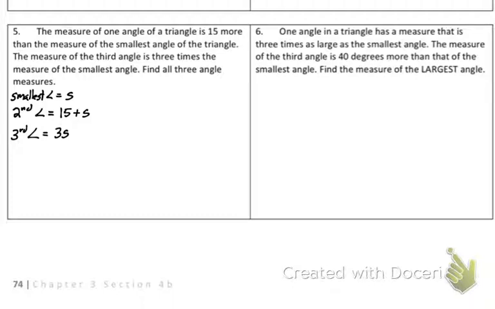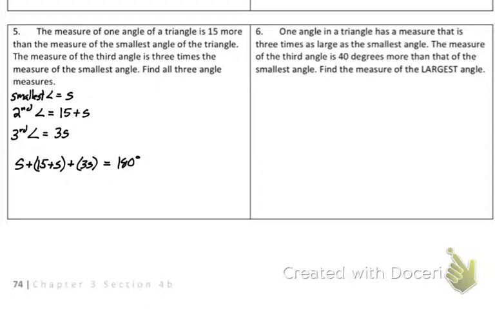All right, 3 angles of a triangle. What do they have to add to when I add them all together? Lydia? 180. So all we're going to do is say the smallest angle plus the second angle plus the third angle equals 180. In other words, S plus 15 plus S plus 3S has to equal 180. That's angle plus angle plus angle has to equal 180.